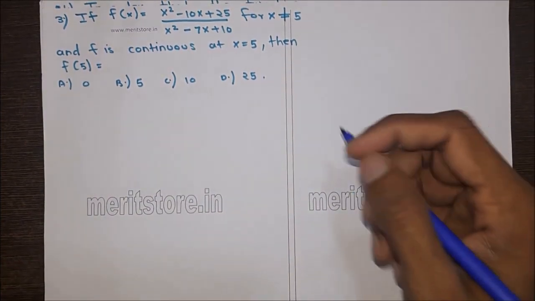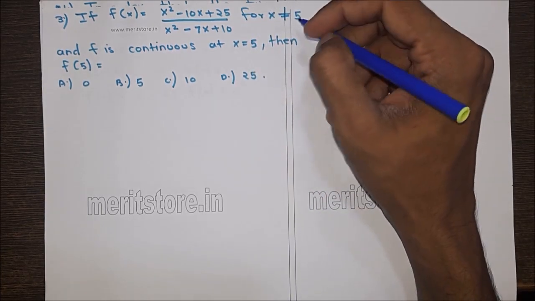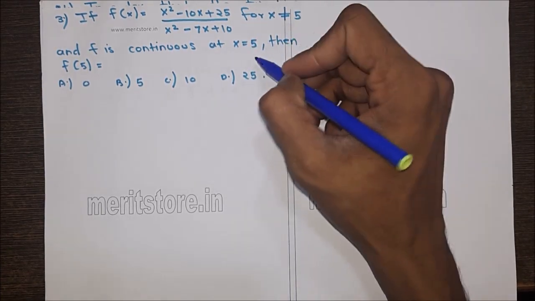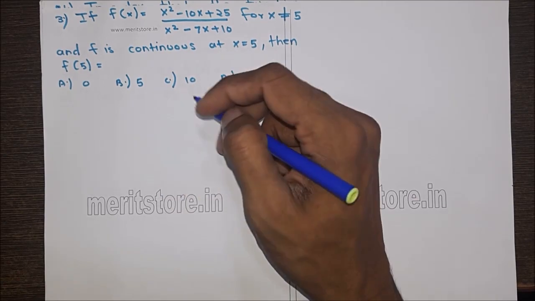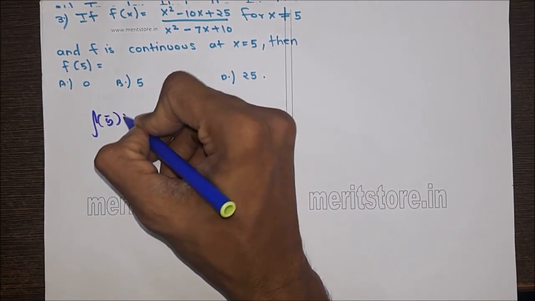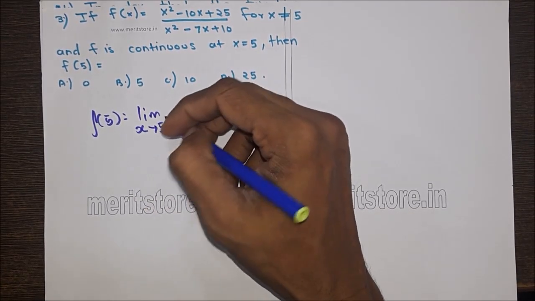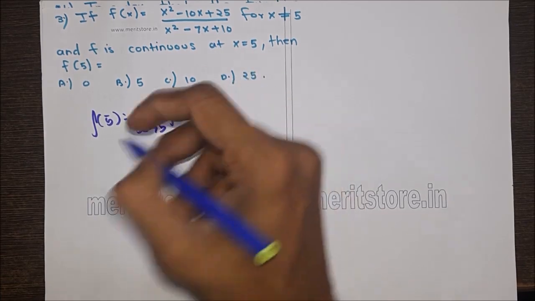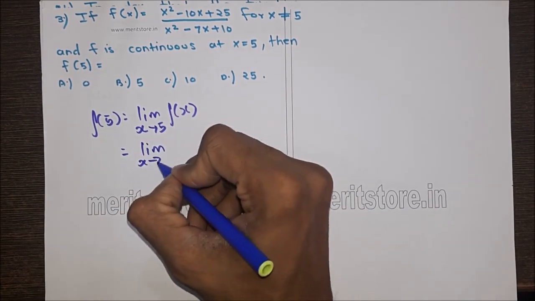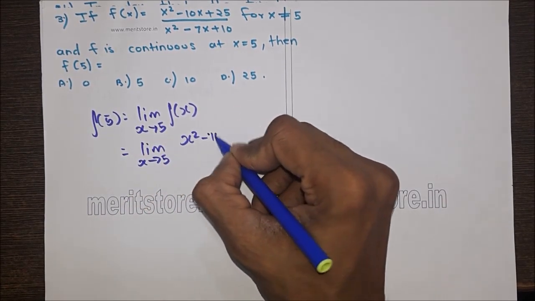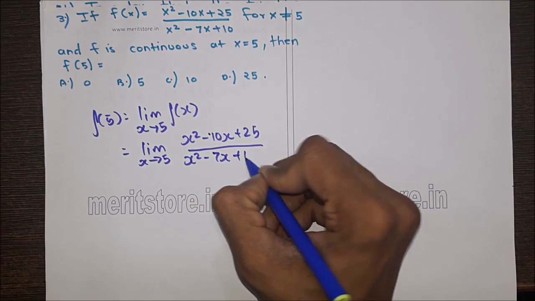Question 3. If f of x is equal to x square minus 10x plus 25 upon x square minus 7x plus 10 for x is not equal to 5, and f is continuous at x is equal to 5, then the function f of 5 is equal to, we're given 4 options. f of 5 equal to limit of x approaches to 5 f of x. Therefore, substituting the value of f of x, we get limit x approaches to 5 x square minus 10x plus 25 upon x square minus 7x plus 10.